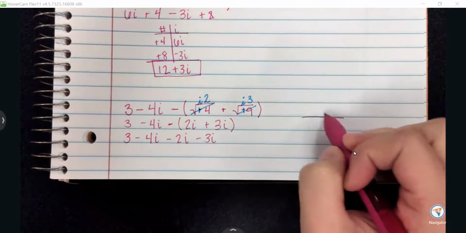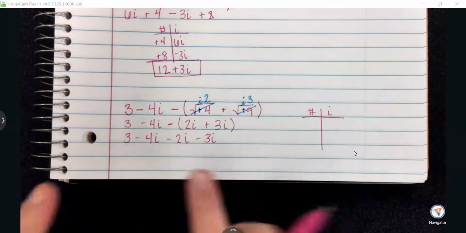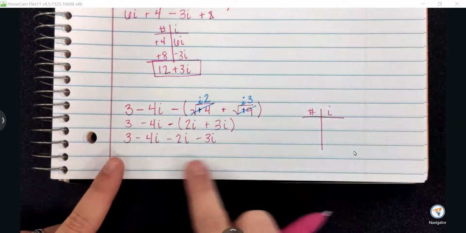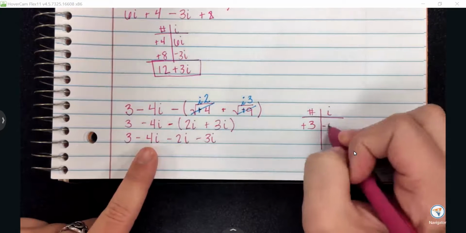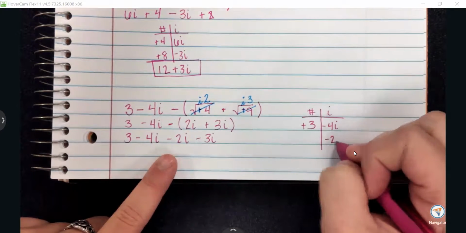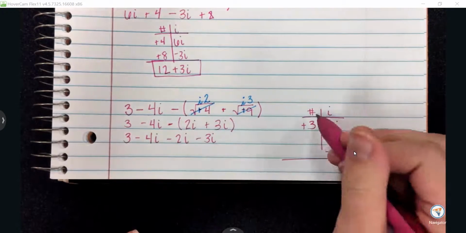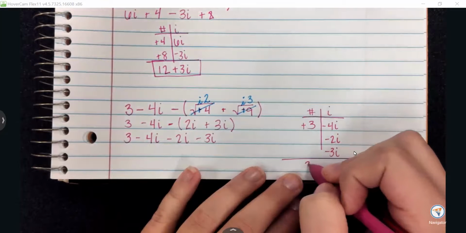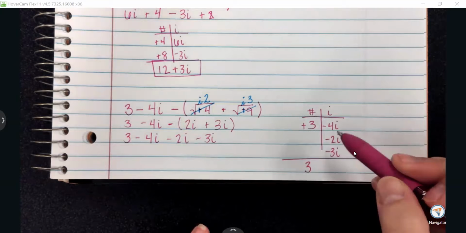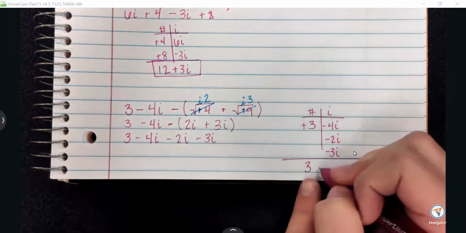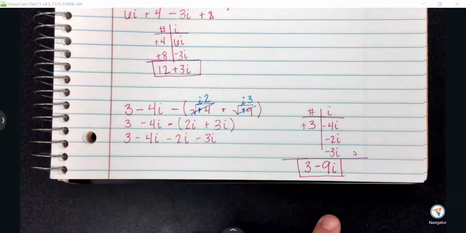Now, can we go make a table? So I have numbers on the left, i's on the right. So go in order. That's why I like the table, so you don't miss any of them. So my positive 3 is a number. The next one, negative 4i, negative 2i, and negative 3i. So on the left side, the number side, what's the only number I have? 3. What's negative 4 minus 2? Negative 6. What's negative 6 minus 3? Negative 9i. Use a calculator. It's ridiculous to get points taken off for this math.